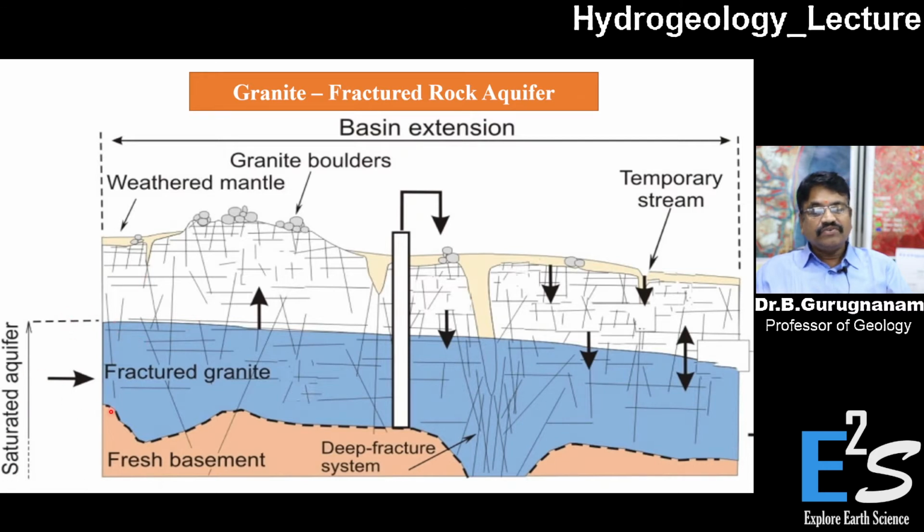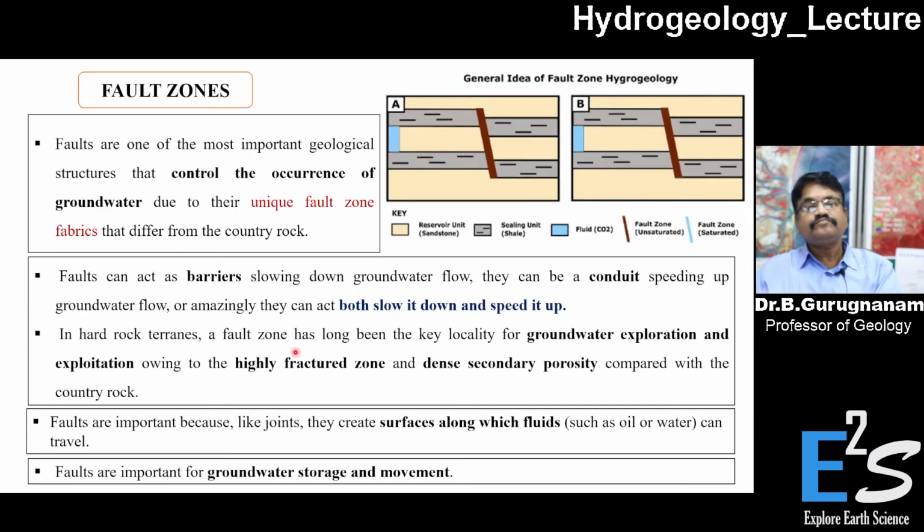So this is the unsaturated area, this is fractured granite filled with water here, and this is the basement, the deep, fresh basement. So here there is no possibility of movement of water. Whereas here, when it comes down and reaches the basement, the depth to basement, after that the water level will slowly go up to the top, and this is the top water level.